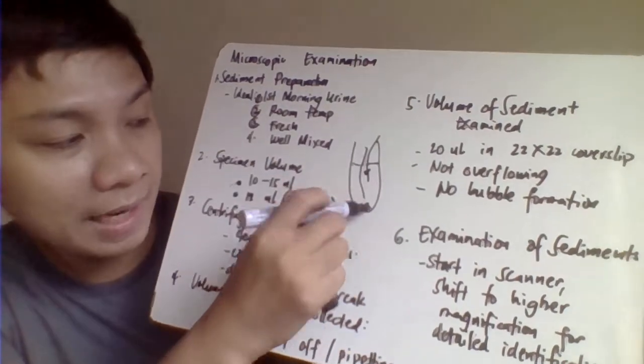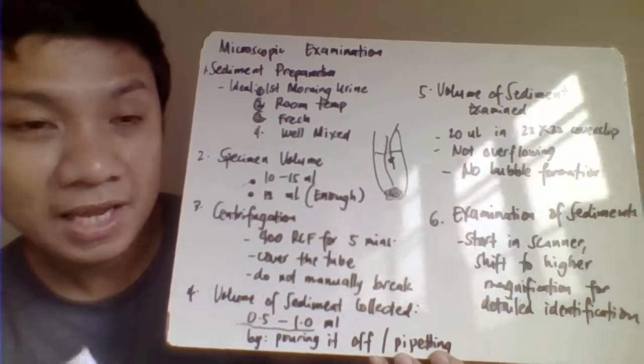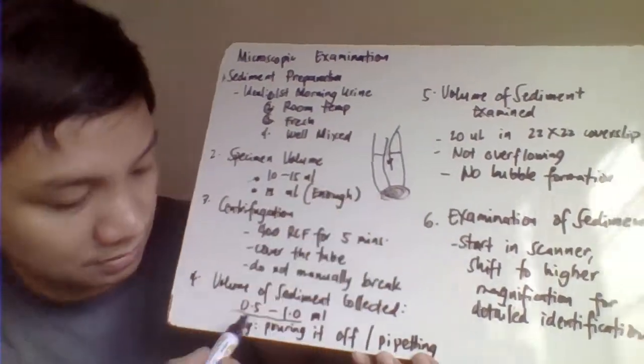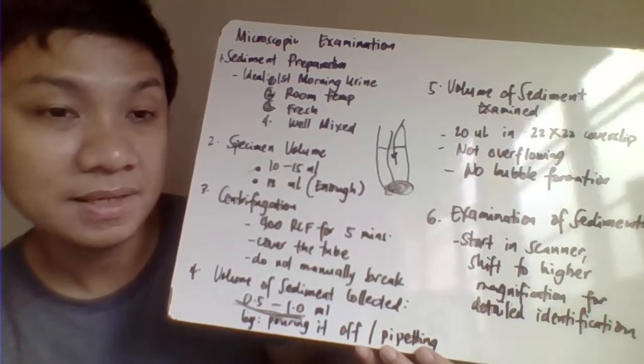Dinidecant natin. Anyway, pag proper naman, adequate ang ating centrifugation, magko-concentrate naman sila dito. Kahit i-decant mo na i-decant, hindi sila matatanggal dito. May maiiwan pa din siya. So again, ang maiiwan mo dapat dito na sediments, it should be 0.5 to 1 ml. And that's already your concentrated na sediment.